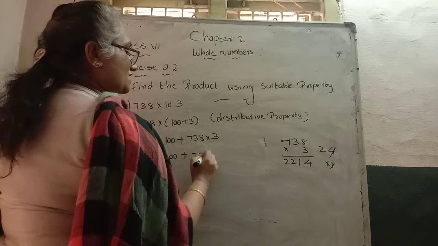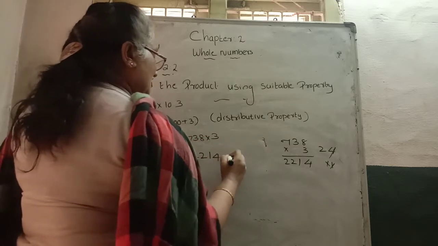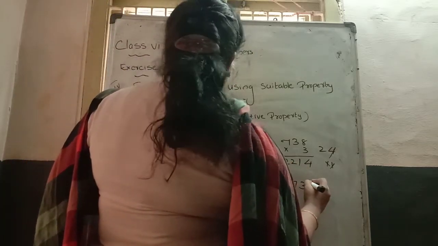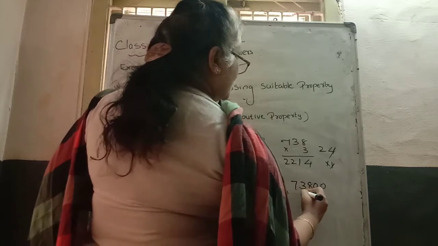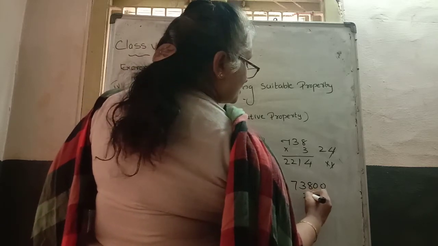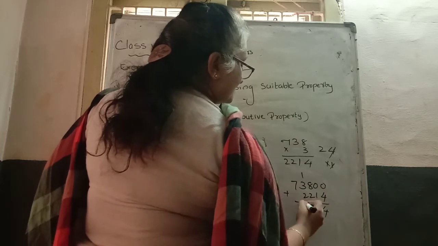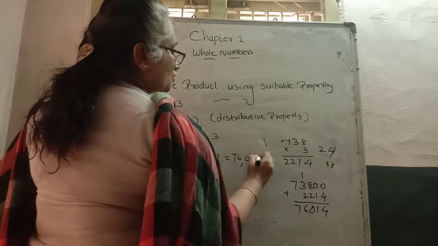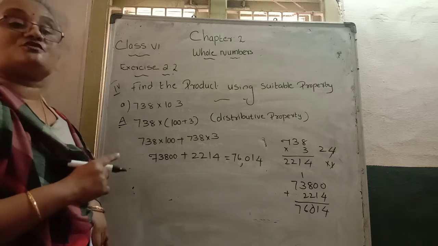So this part becomes 2214. Both are adding time. How much getting? 73,800 is added with which number? 2,214. Add this number. Adding time here how much coming? 76,014 is the answer. In this way we want to apply which property here?